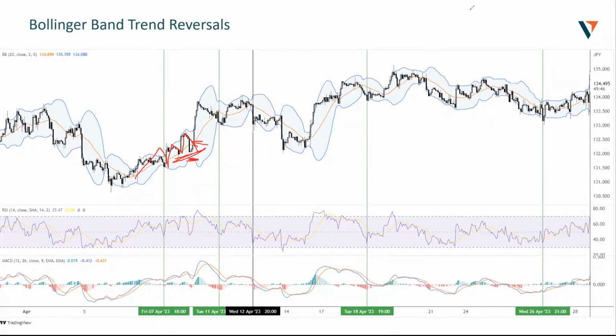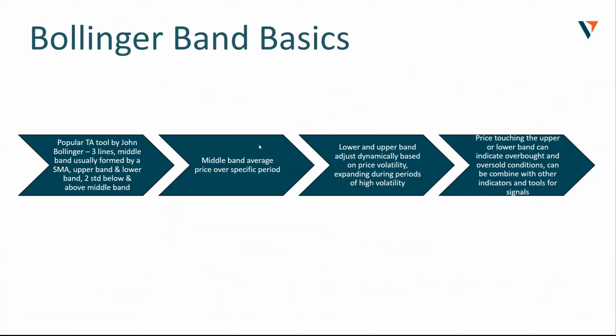Okay, so that's on Bollinger Bands in general. Now let's take a look at specific charts. We want to focus mainly on Euro Dollar, Pound Dollar, Dollar Yen, and Aussie Dollar. So let's take a look at them.